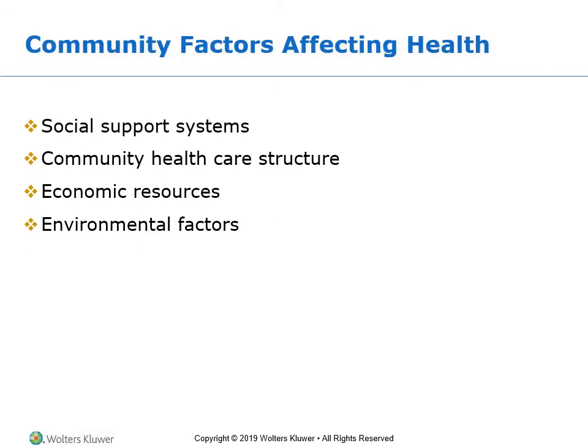Factors that could affect our health is not having a proper social support system in place, not having access to community health care, not having the economic resources like health insurance or access to get to that health care, transportation, things like that, and then other environmental factors, and that could be things that are in the water, things that are in the air, and things that are just in the home environment as well, or the community.